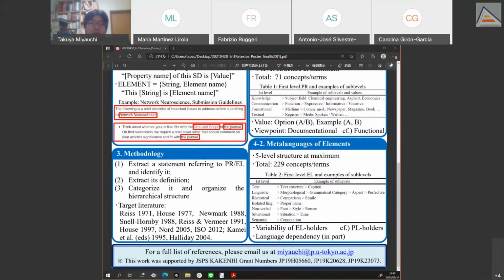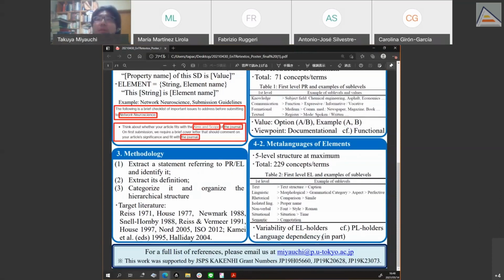Our meta-language of elements has a 5-level structure at maximum and includes 229 terms in total. Please see table 2. This is an example of our meta-language of elements. The interesting thing is that element order varies in accordance with each element, and we can see language dependency.